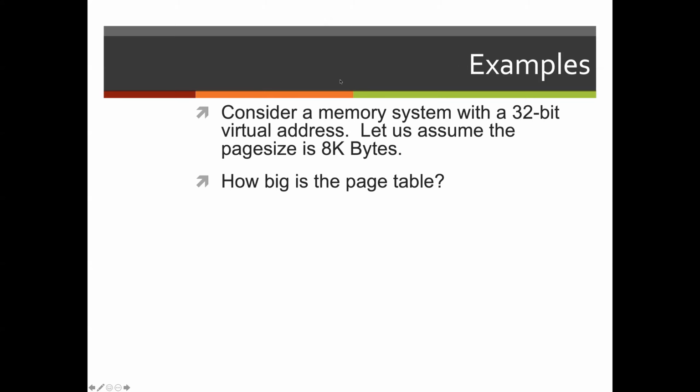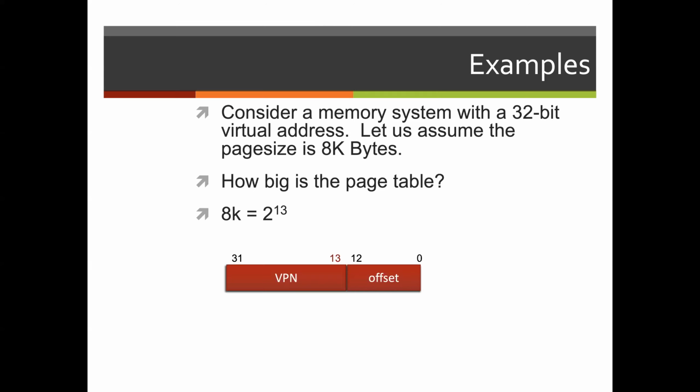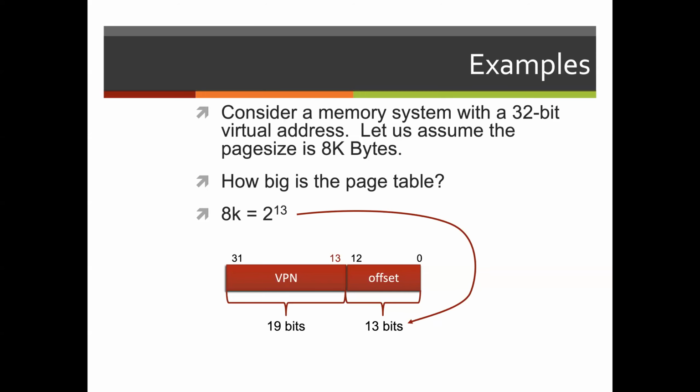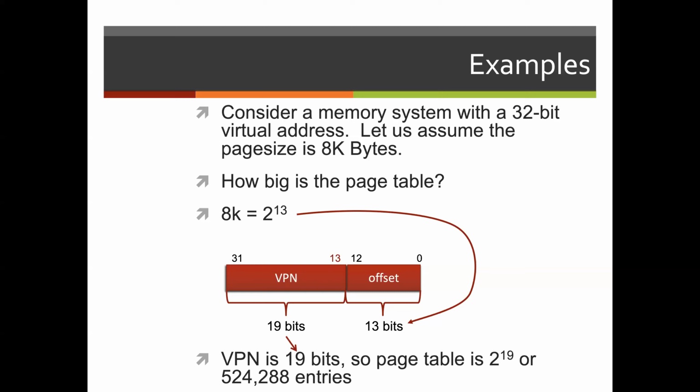We want to consider what size the virtual page number is going to be. We have 8K, which is 2 to the 13th, so the bottom 13 bits are going to be representative of the offset. And so the VPN is going to be how many bits? 19. And with VPN being 19, we know the page table is going to be 2 to the 19th, or representative of 524,288 entries. So it's very important to keep in mind that you know how big the VPN is, and then you can know how big the offset is.